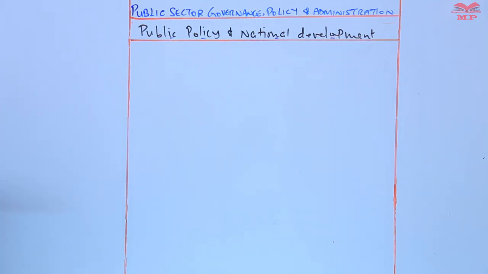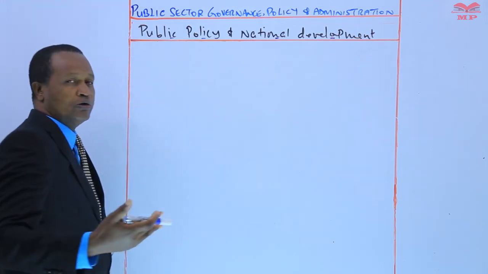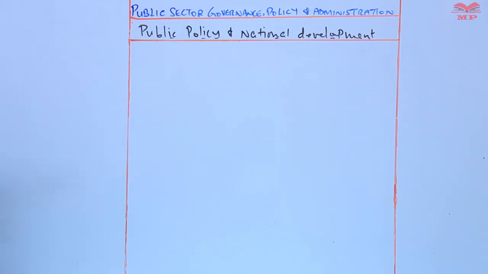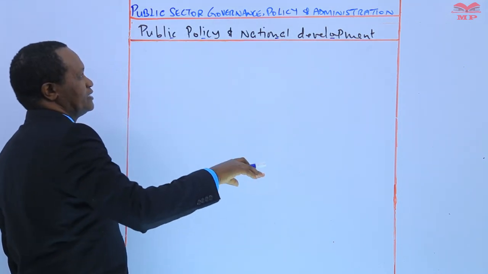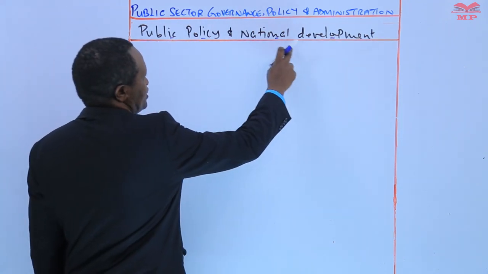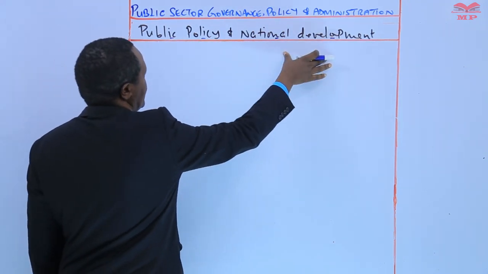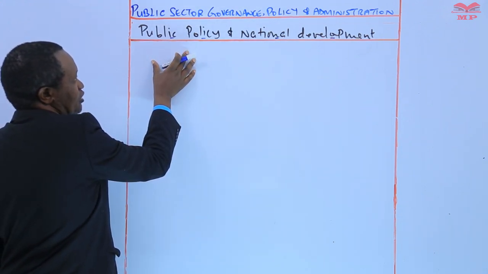Effective policies can foster economic growth, reduce poverty, improve social well-being, and protect the environment. Conversely, poorly designed or implemented policies can hinder development and exacerbate the existing problems. So there is always an interplay between the two. National development is dependent on public policy.